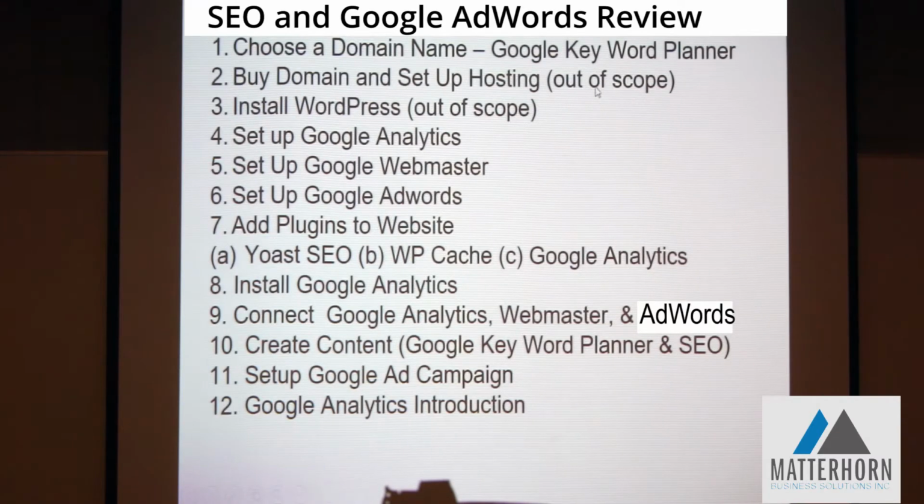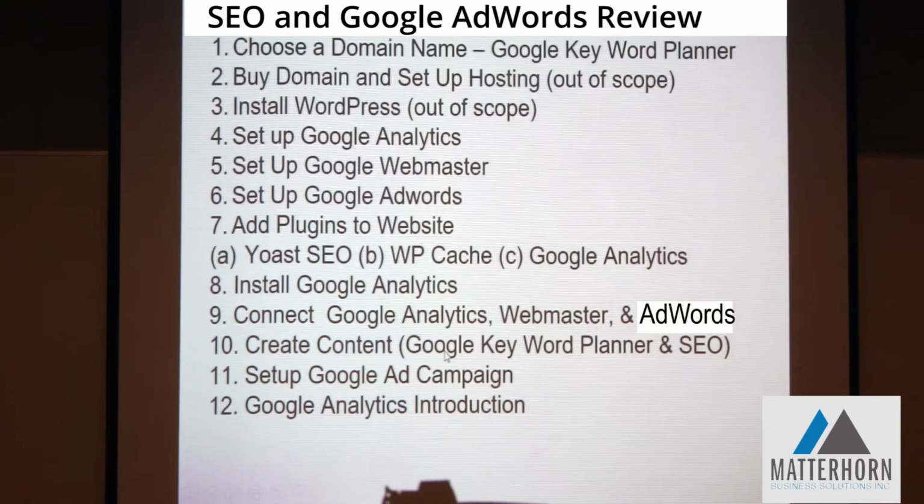That's out of scope, but we're going to redo that little bit of a lecture I did a couple classes ago. Install WordPress, that's out of scope, so we're going to assume that's done. Set up Google Analytics, set up Google Webmaster, set up AdWords, add plugins to the website, go through Yoast SEO, WP Cache, Google Analytics, install Google Analytics, connect Google Analytics, Webmaster, create content.